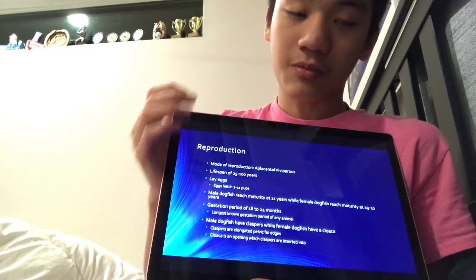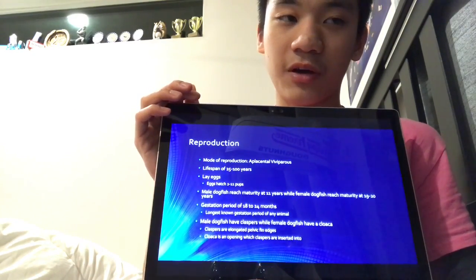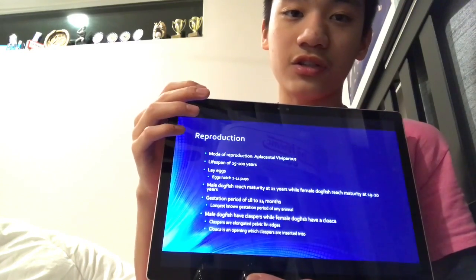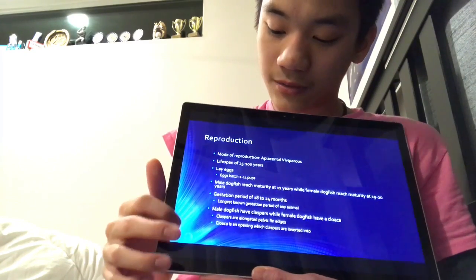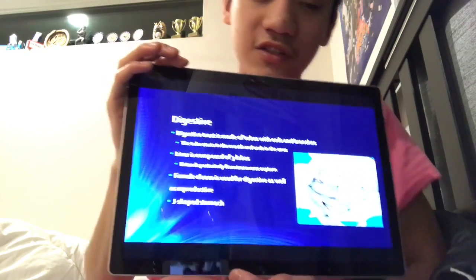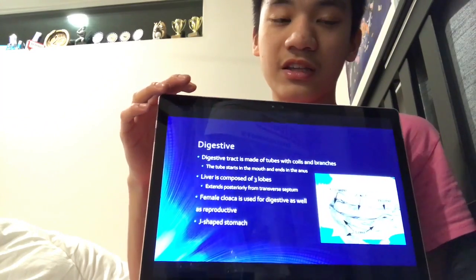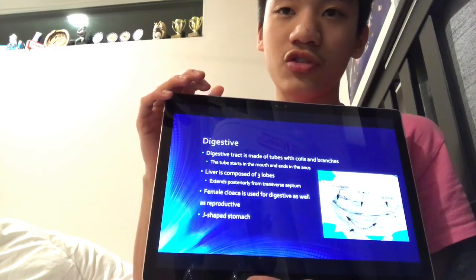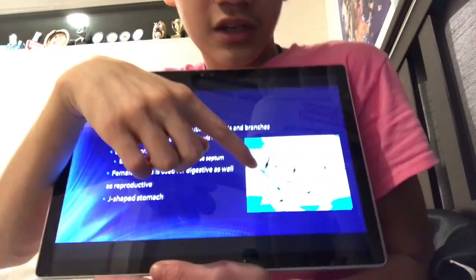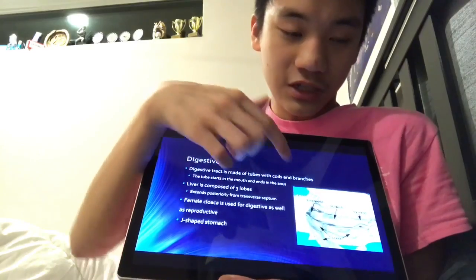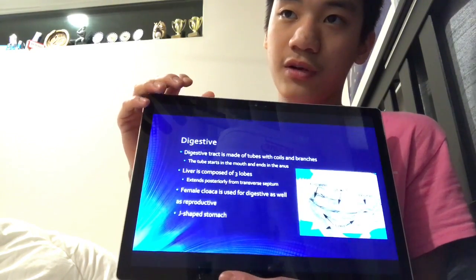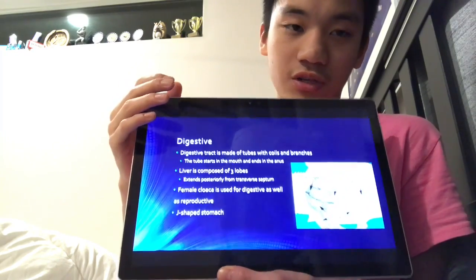In order to reproduce, males have claspers, which are elongated pelvic fins, and those are inserted into a female cloaca. And the cloaca is used for reproduction and digestion. The spiny dogfish's digestive system is made up of a tube that starts in the mouth and goes through the anus, and this tube has coils and branches. Its liver is made up of 3 lobes as shown in the diagram, and its stomach is in a J shape. The female cloaca is used for both digestion and reproduction, as mentioned before.